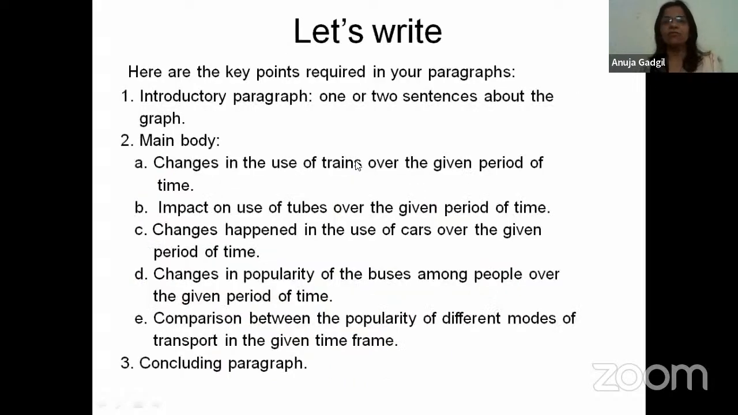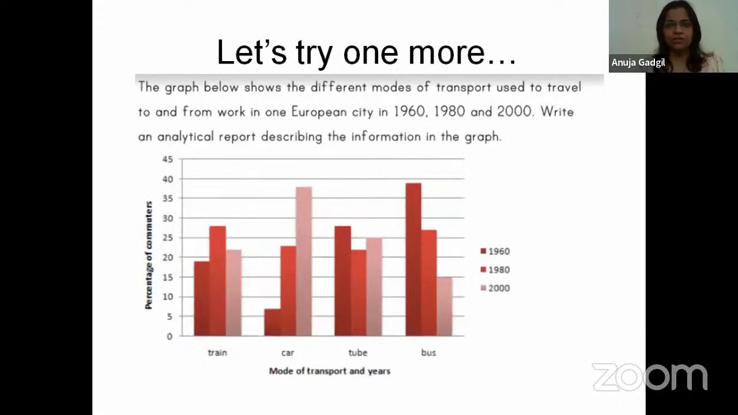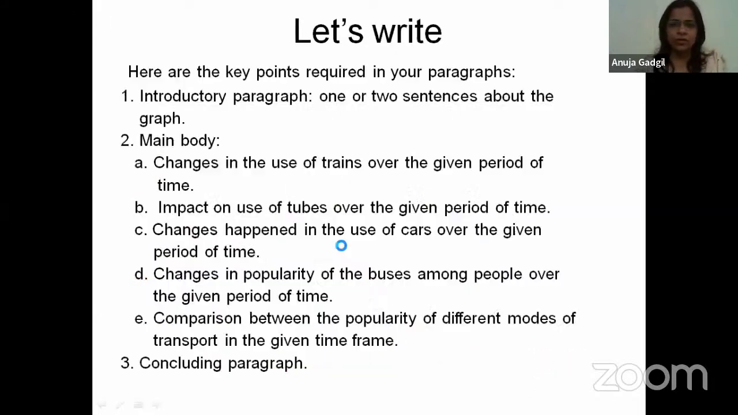So basically you have to write an introductory paragraph. You give it a title. Now it's easy to give a title. See, this can be given as the title, my dear friends: mode of transport and years. You may mention the years here: 1960, 1980, and 2000. You can give a title like this. You have picked the title from the question only. Isn't it easy? Now let's go ahead.